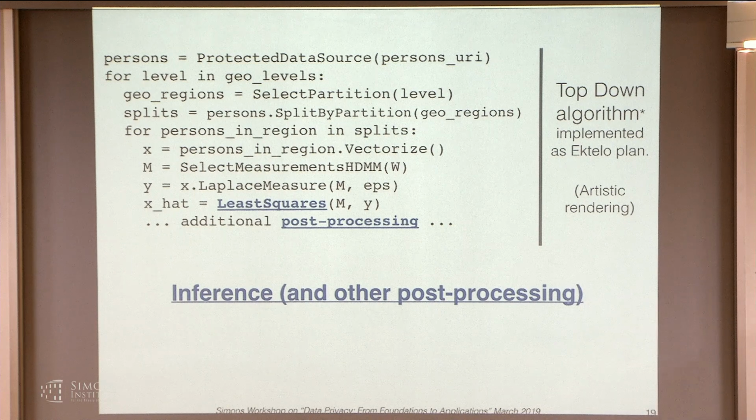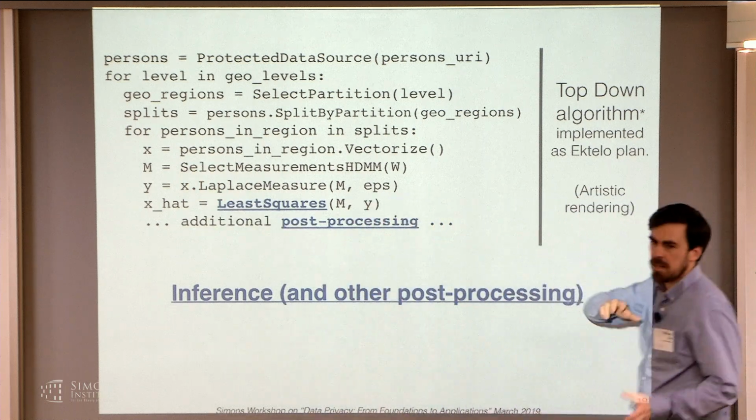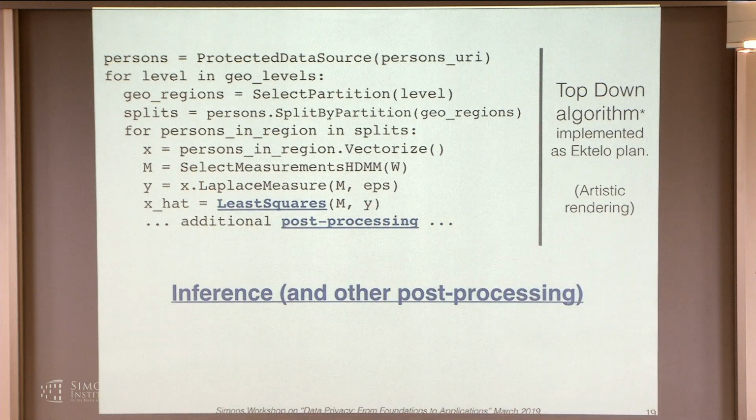And then the last thing is various sorts of inference and post-processing. So we want to, at the very least, come up with an x hat, which is an estimate of the original vector that's consistent. But as Dan talked about at length, there's all sorts of other additional post-processing that's being done in this application to incorporate invariance and to ultimately generate microdata, and that's not necessarily captured here.